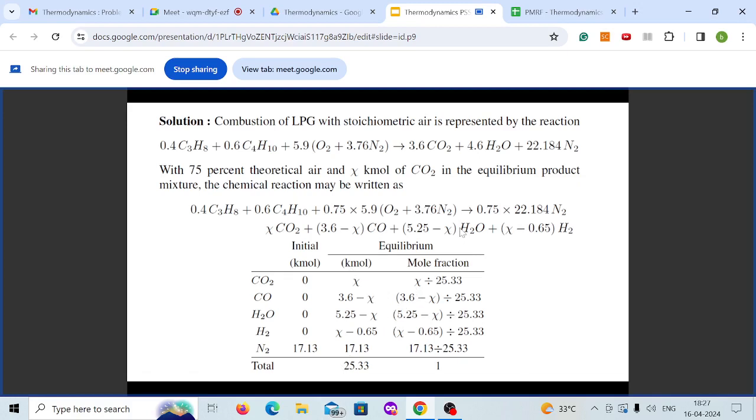So now we can find out the mole fraction of each of the components. We know the individual moles, so we divide by the total number of moles. So CO2 will be x divided by 25.33, and similarly for each of the components we can find out the mole fraction present. So again, if you add this up, you will see it comes out to be 1.